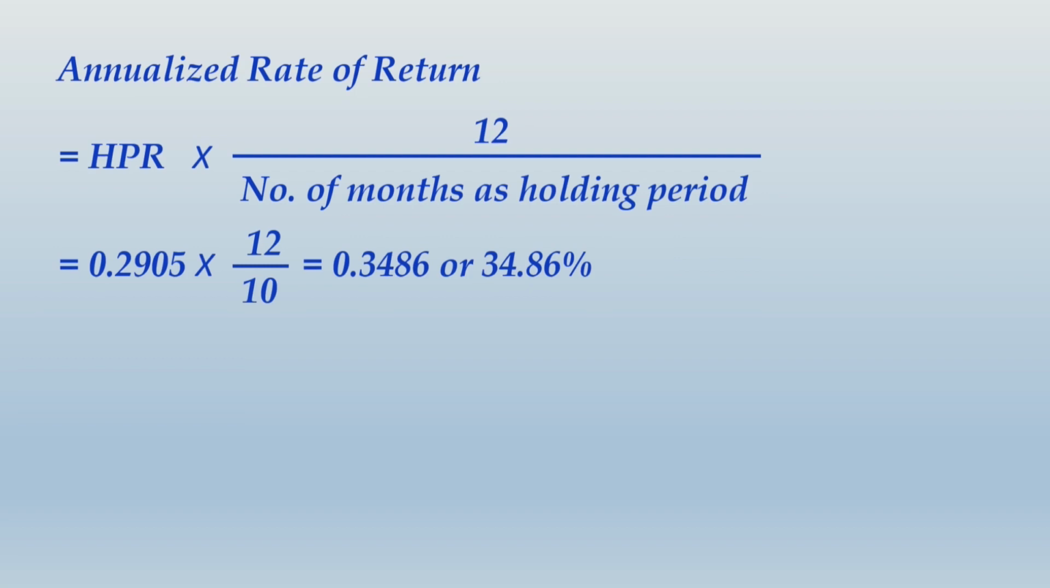In any case, if the holding period is given in days, in the numerator in that case, instead of 12, you would take 365 or 360 depending upon how many days you consider in a year. Finally, in this case, the annualized return is 34.86%. So do one thing, write up this whole thing, and that will be end of the solution.